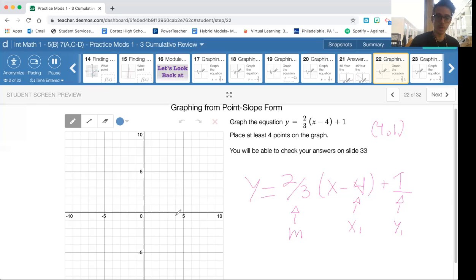So we can plot 4, 1. That's just 4 in the x direction, 1 in the y direction. Plot that. We can then use the slope, go over 3, up 2. That's good. We can keep plotting these. Same kind of pattern again, go over 3, up 2, over 3, up 2.